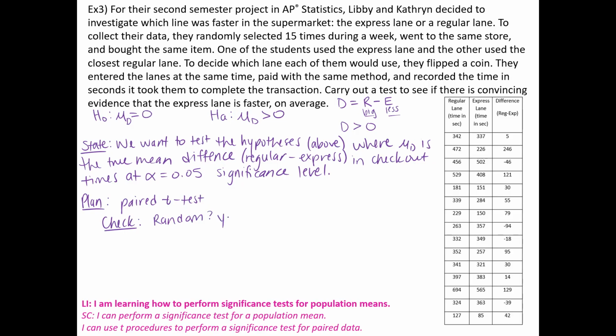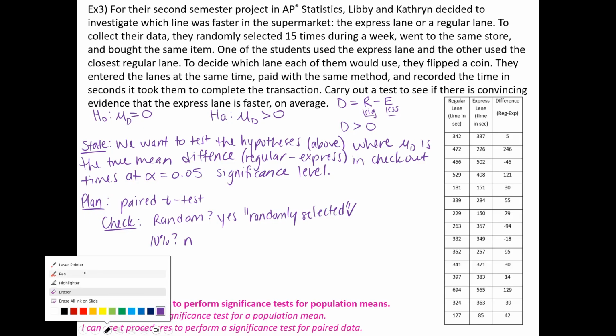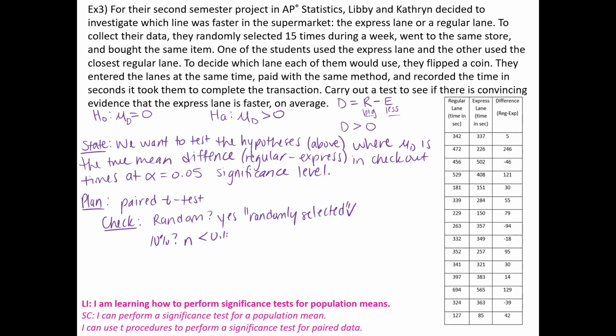And so my answer there is yes, it was random. They randomly selected who went to what lane. They even randomly selected what time of day they went. So yes, we're good on the random. My 10% condition, I'm looking at n is not greater than, n is less than 10% of n. So here it said they selected 15 times during the week. So when I solve out this inequality, well, if I solve it correctly, that would help.